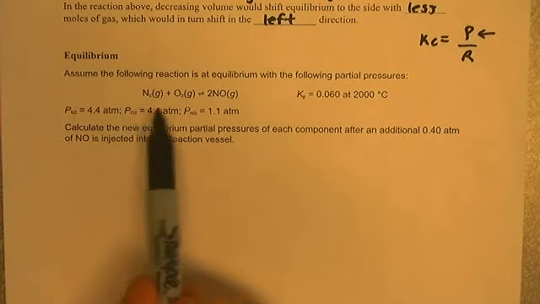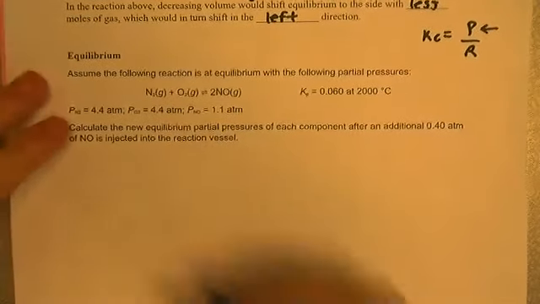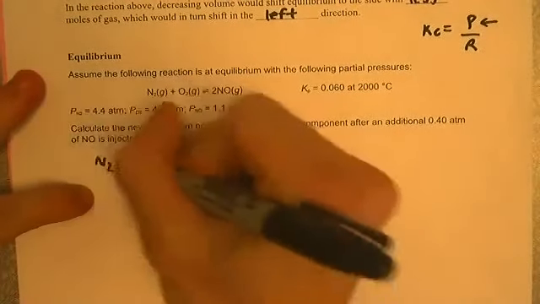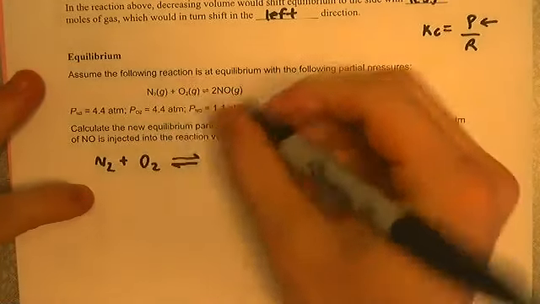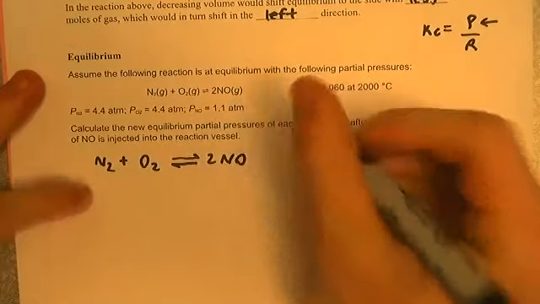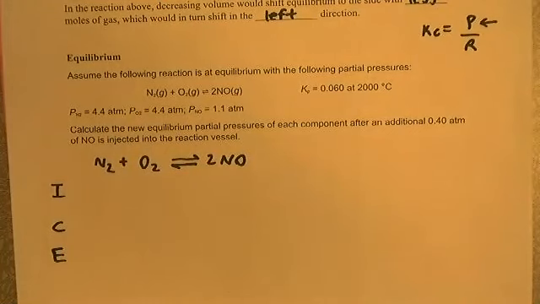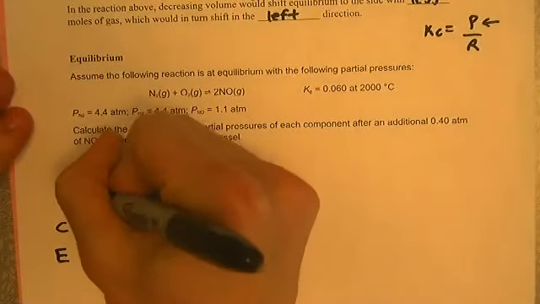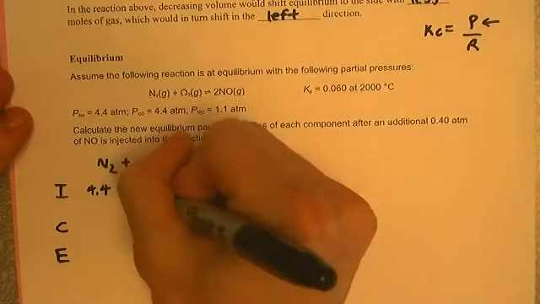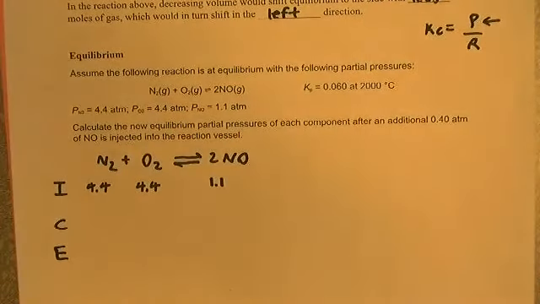So I'm given a chemical reaction right here, and I'm given initial pressures. So let's go ahead and rewrite our chemical equation. Nitrogen plus oxygen goes to 2 nitrogen monoxide. Initial, change, equilibrium, right? We've all seen this. An ICE table is a very basic way of setting this problem up. So I'm given initials. Let's fill in all the initials: 4.4 for nitrogen, 4.4 for oxygen, and 1.1 for nitrogen monoxide.